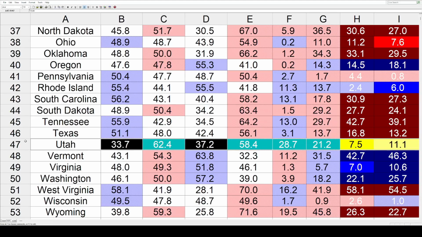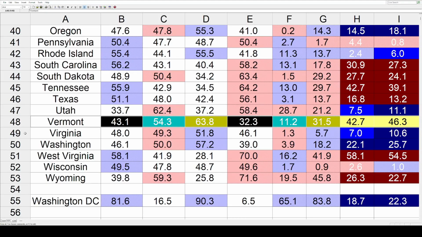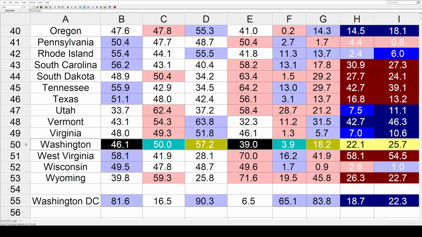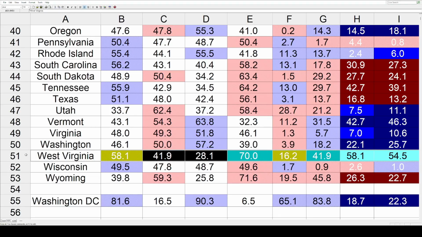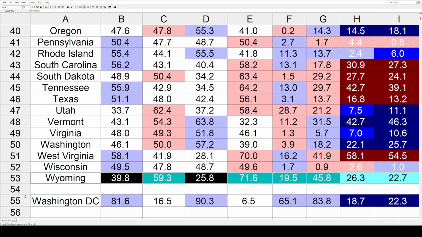Now double-digit blue trends. We've got Utah, 11.1. Vermont had the biggest trend for the Dems out of all the states. It's way up there at 46.3. Virginia is back down there at 10.6, and Washington is between the two at 25.7. West Virginia is way back up there toward the Republicans at 54.5. Wisconsin, a minor blue trend of 1%, and Wyoming is toward the GOP at a big 22.7.